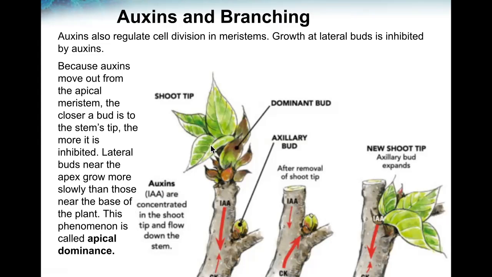So here's the shoot tip at the top, the dominant bud. So these auxins are released, they're concentrated in the shoot, and they flow down the stem. Here's an axillary bud, which is inhibited by these auxins. But if that apical meristem is removed, the inhibiting auxins are removed, then this bud is triggered. And so a new shoot at the axillary bud location grows.